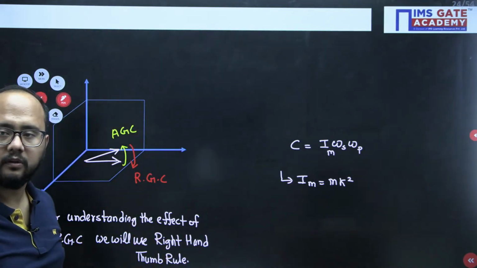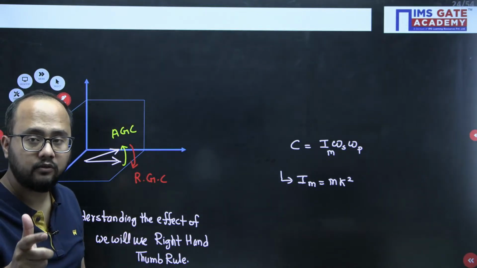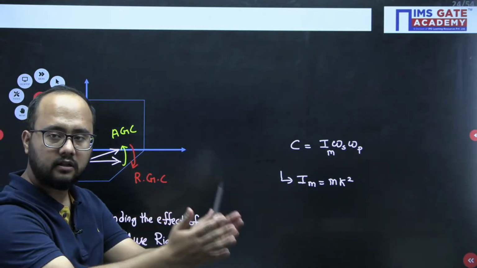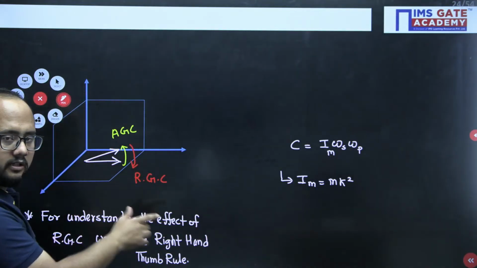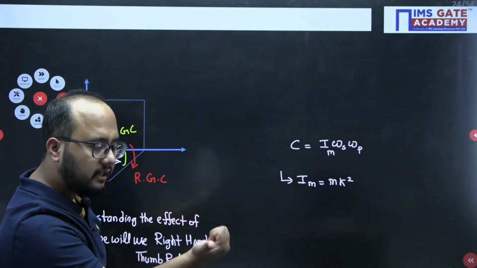Right hand thumb rule we will be using. Clear everyone? So how we will use right hand thumb rule for RGC? See, this kind of motion is happening in a horizontal plane. So remember, this is a horizontal plane. In horizontal plane it is happening. In horizontal plane the RGC is applying.